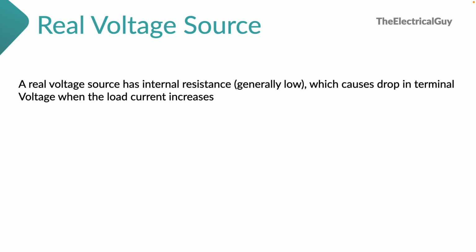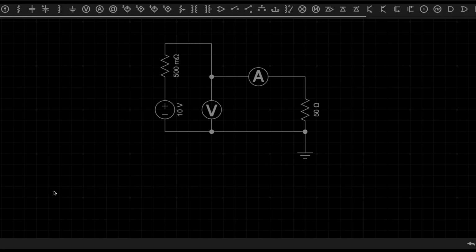Now let me show you that in the simulation. As you can see in the circuit here, we have represented a resistance in series with the voltage source. This indicates the real voltage source. The value of this resistance is generally very low. For understanding purposes, I have kept it 500 milliohms. Let's see what happens now. Now let me make the load 10 ohms.